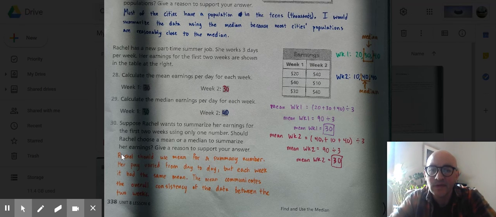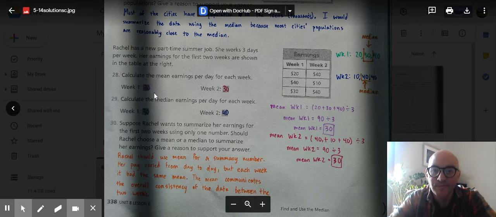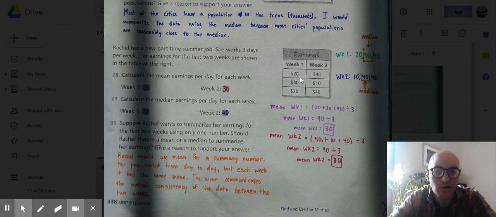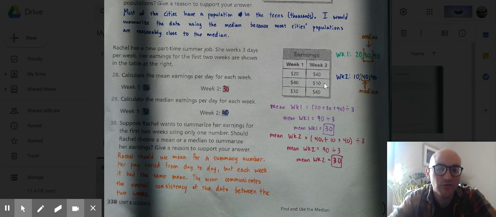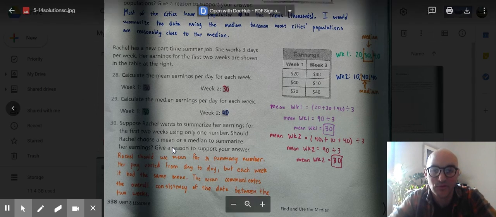And so my thinking is that she should use the mean here for the summary number. The pay does change somewhat from one day to the next. You make $20 one day and $40 the next. That's a pretty big change. But when we calculate all that out and find the mean for both weeks, she averaged out 30 bucks a day for both weeks.